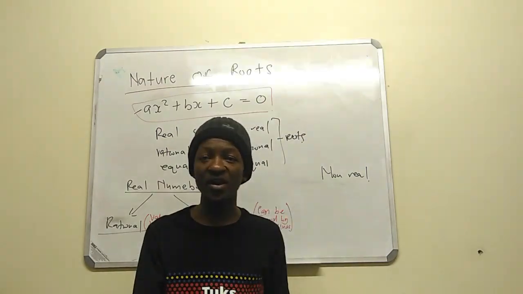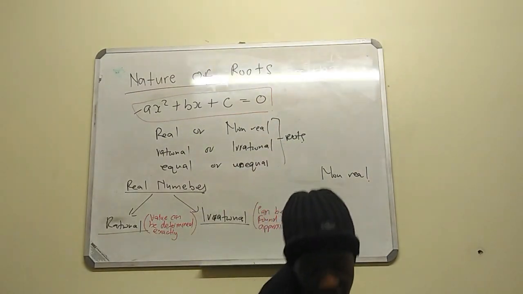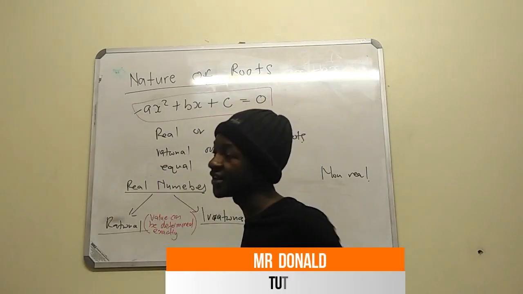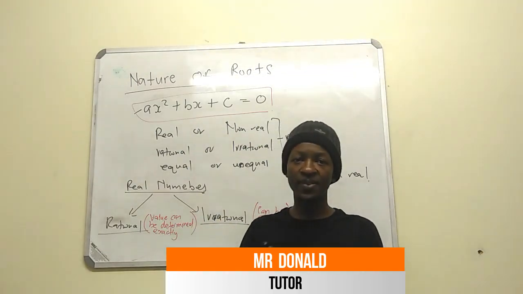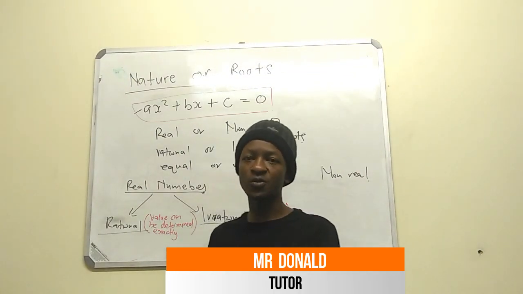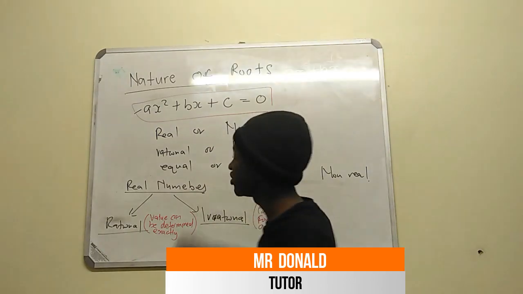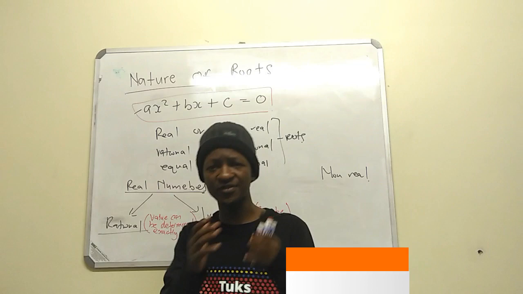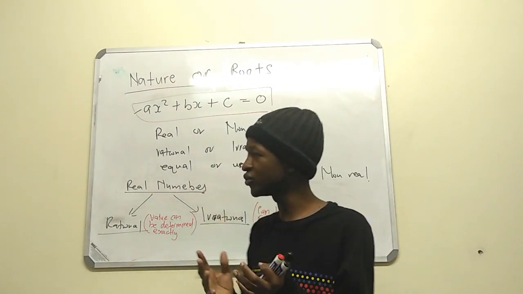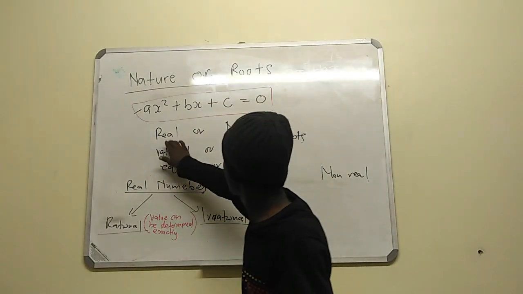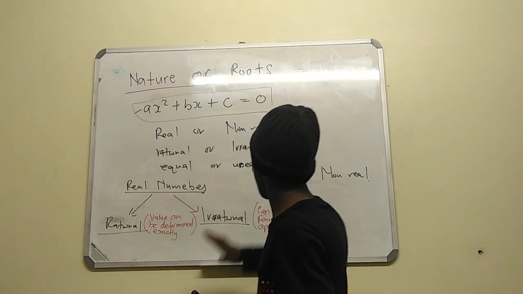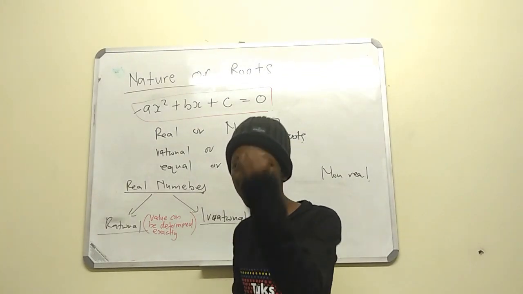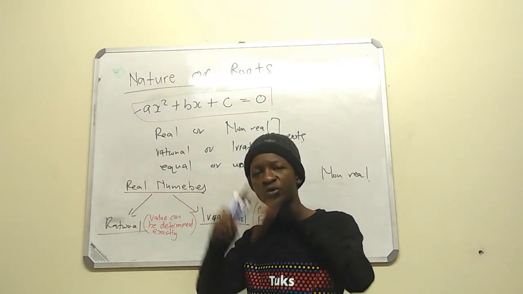So what I will be discussing right now is the nature of roots. When you have an equation like this and you solve it, for example when you find the x-intercept, what we want to know is whether these roots, these x values, are real or non-real, rational or irrational, equal or unequal. That's why we use the topic called nature of roots, to determine those roots.